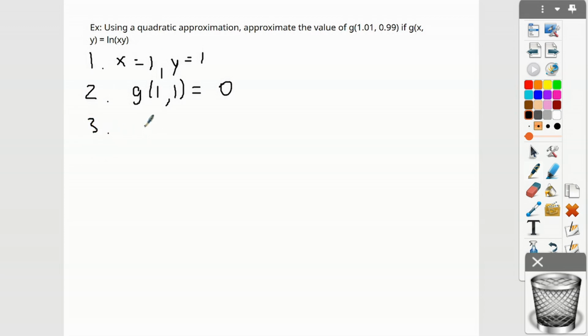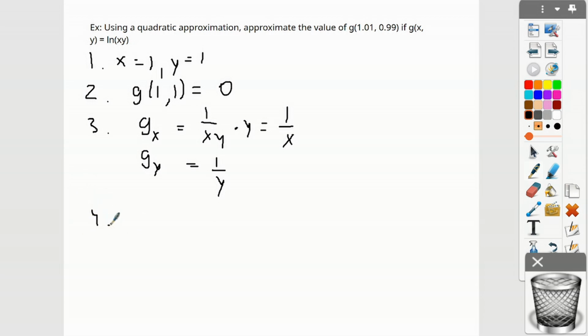3. Let's find g sub x and g sub y. So what's g sub x? G sub x is a natural case of the chain rule. It's 1 over xy times y, which is 1 over x. And by association, g sub y is 1 over y as well. So it's 1 over xy times x times the derivative of xy with respect to y, which is x. So it's 1 over y.